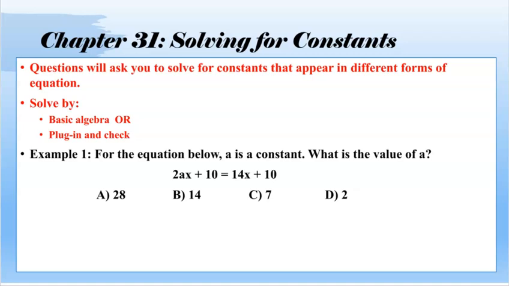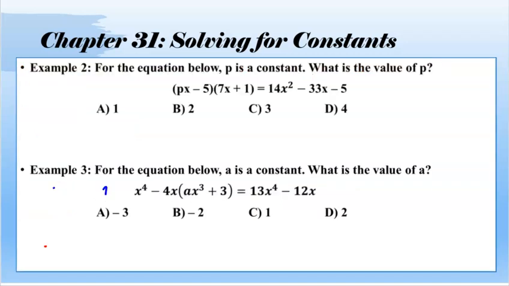For the equation below, a is a constant. What is the value of a? The first thing I notice is that both sides of the equal sign have the plus 10 in it. That means my x terms have to equal each other. So if I have 2ax, that has to equal 14x. Now, since they both have an x, I can just disregard that part and have 2a equaling 14. Now, what do I multiply 2 by to get 14? That would be C, 7.